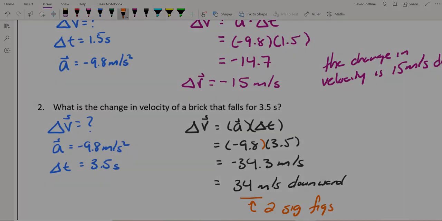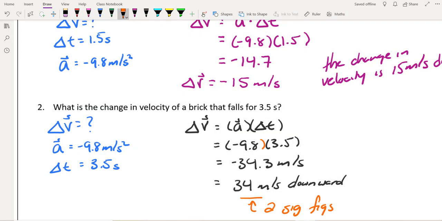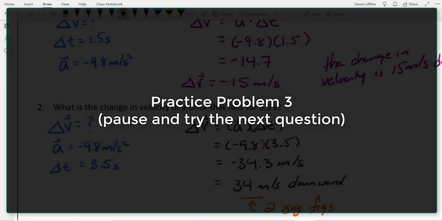In this question, they're asking us to find the change in velocity of a brick that is falling. Since it's falling, its acceleration is negative 9.8 meters per second squared, and it falls for 3.5 seconds, which is our time. So we plug these numbers into our change in velocity formula, and we find that the change in velocity is equal to negative 34.3 meters per second, or 34 meters per second downwards. I leave it as 2 digits for significant figures. All of our numbers are 2 digits, so our final answer is 2 digits.